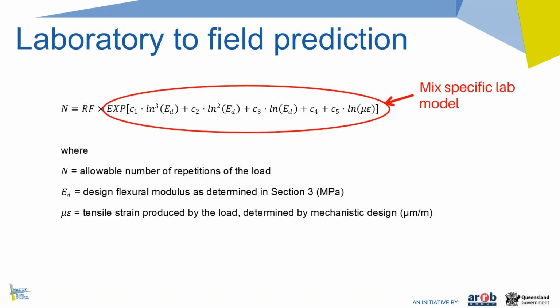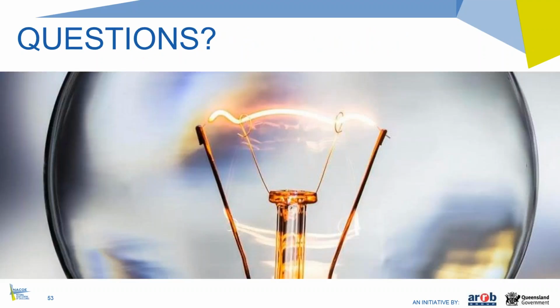So that's our mix-specific laboratory fatigue model, and we would have unique values for C1 to C5. We then need to use that model to predict field performance. So basically what we're doing here is replacing the shell general laboratory model with a mix-specific fatigue model, and to make the shift from laboratory to field, we use the same reliability factor as is currently in Ostro's. The only difference is that we have changed the laboratory performance from the general model to a mix-specific one. So that's it from me today.